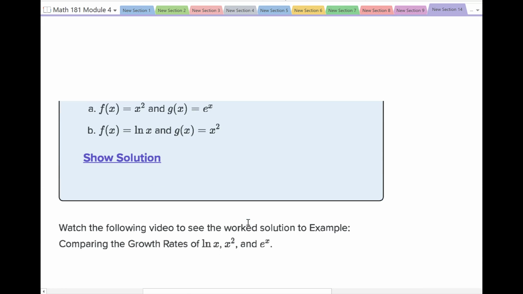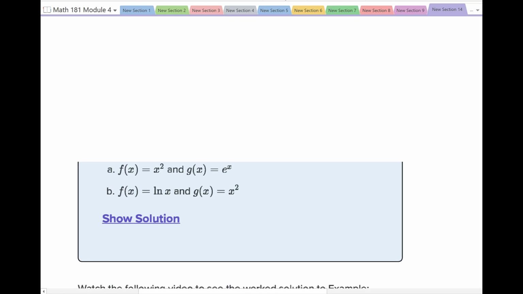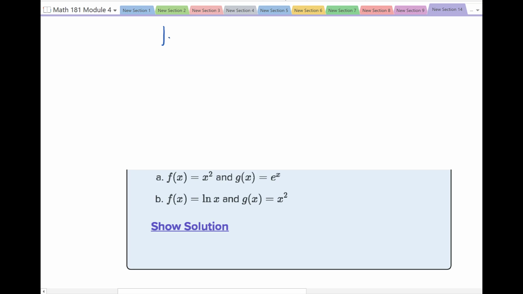So we have a couple of problems here. f of x equals x squared and g of x equals e to the x. So we can look at this and say, okay, the limit as x goes to infinity of x squared over e to the x. Now we can apply L'Hopital's rule, because right now that limit is infinity over infinity. It's an indeterminate form. So that'd be the limit as x goes to infinity of 2x over the derivative of e to the x, which is just e to the x.